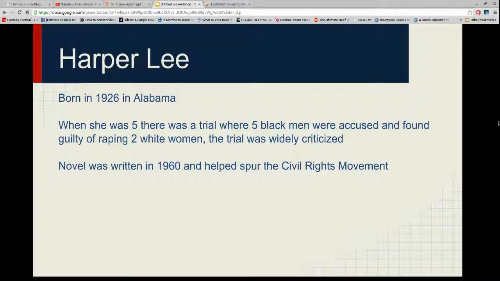So some info about the author. She was born in 1926 in Alabama. When she was 5, there was a trial where 5 black men were accused and found guilty of raping 2 white women. This trial was widely criticized by lawyers throughout the country and the world for being very biased in their selection of a jury and their ultimate decision. The novel was written in 1960, and it helped spur the civil rights movement, which was already starting to take effect.